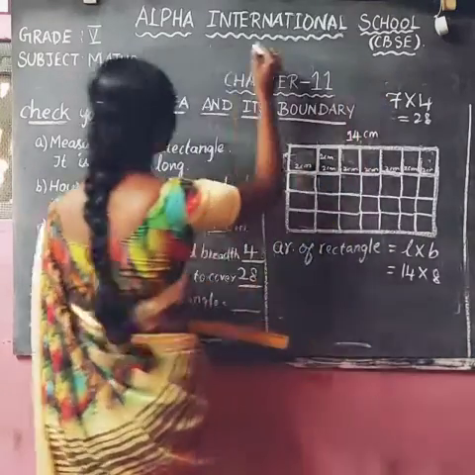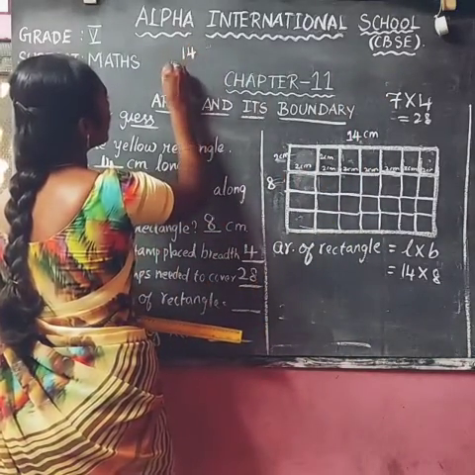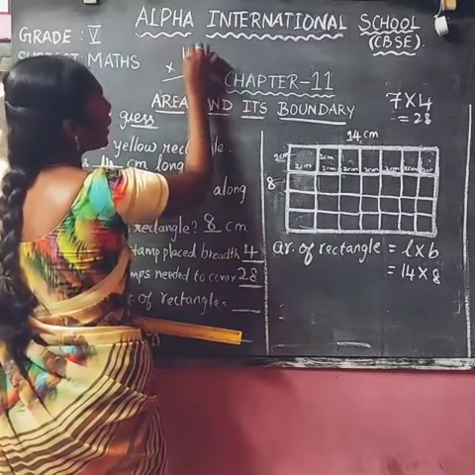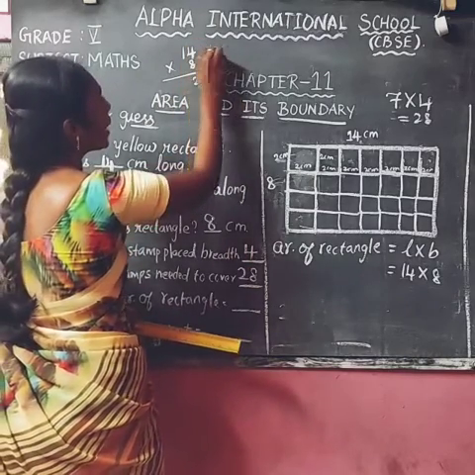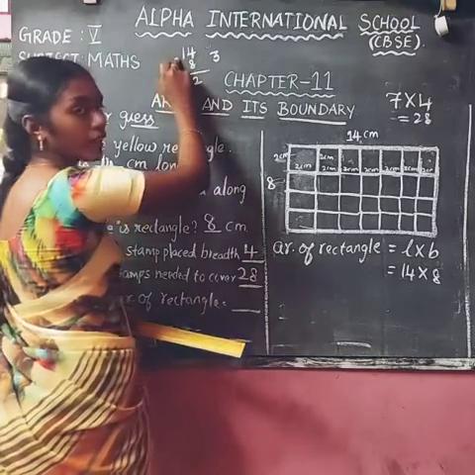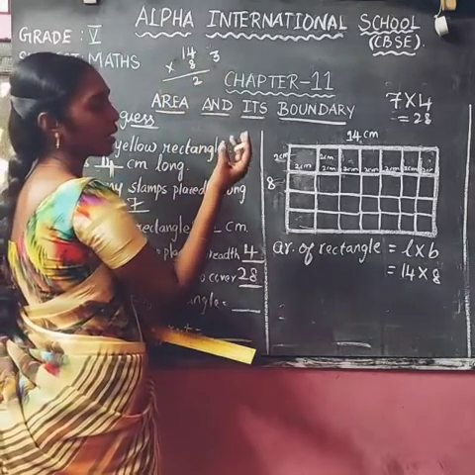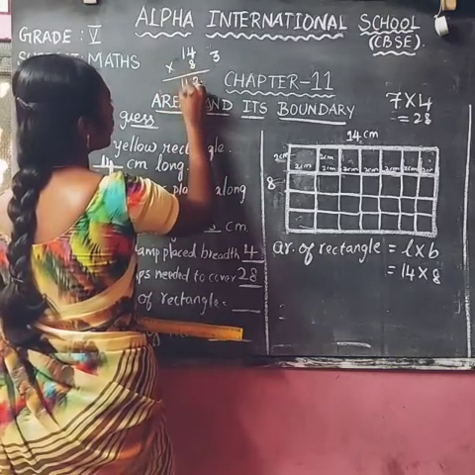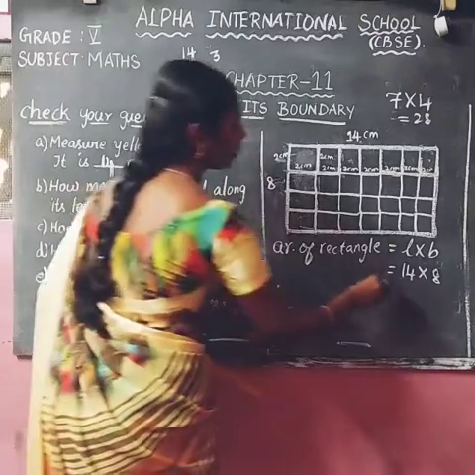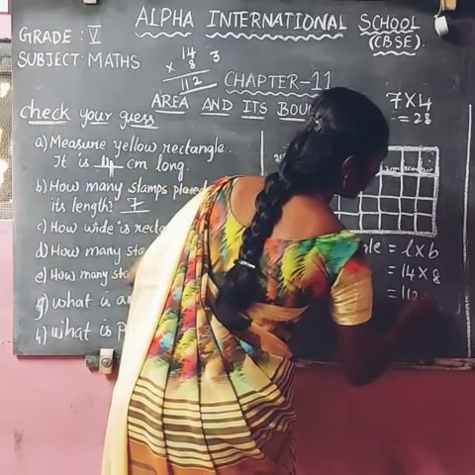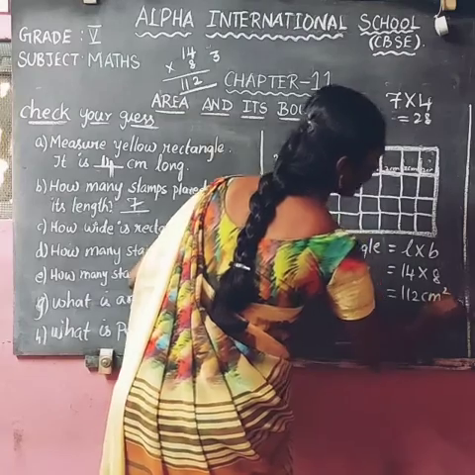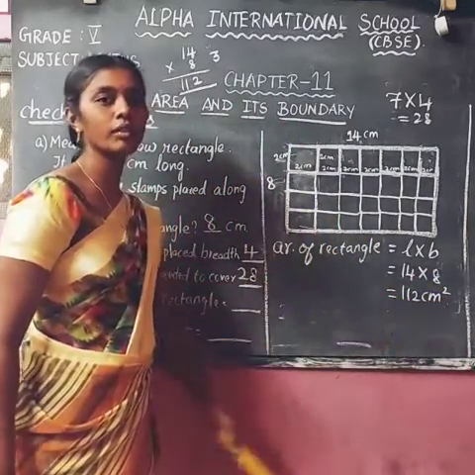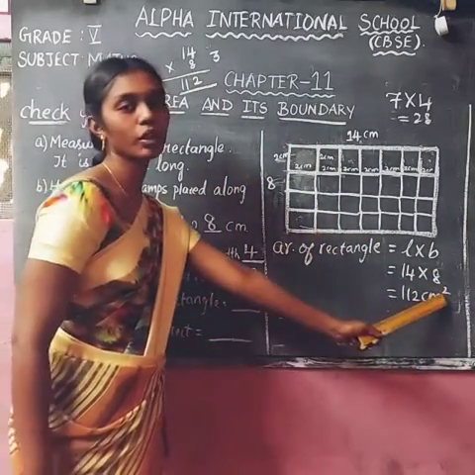See here, I am solving here. 14 into 8. Yes, what will come? 8 fours are 32, balance 3. 8 ones are 8, plus 3, 9, 10, 11. So 112 is the answer. What is the area of the rectangle? 112 centimeter square. Centimeter square is very, very important because in area, it is square units, no?